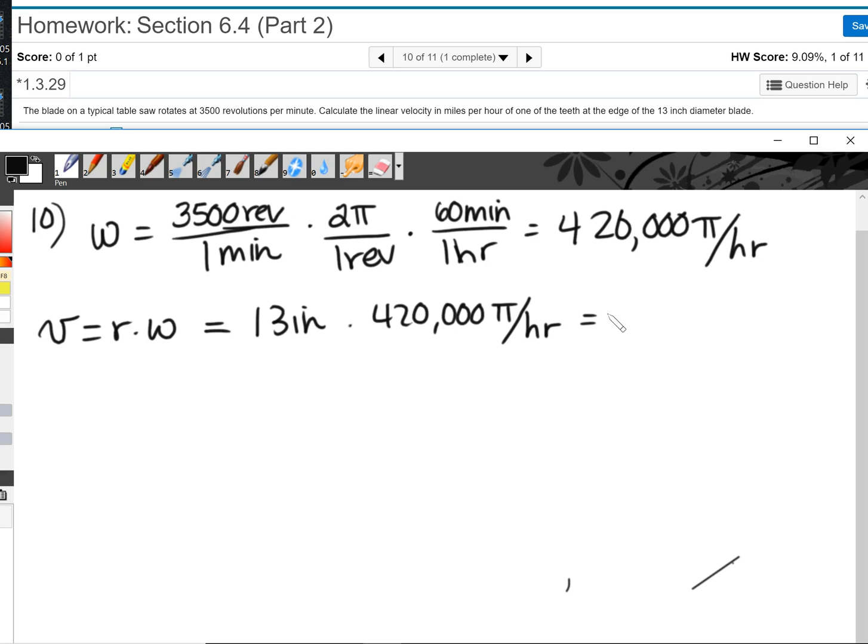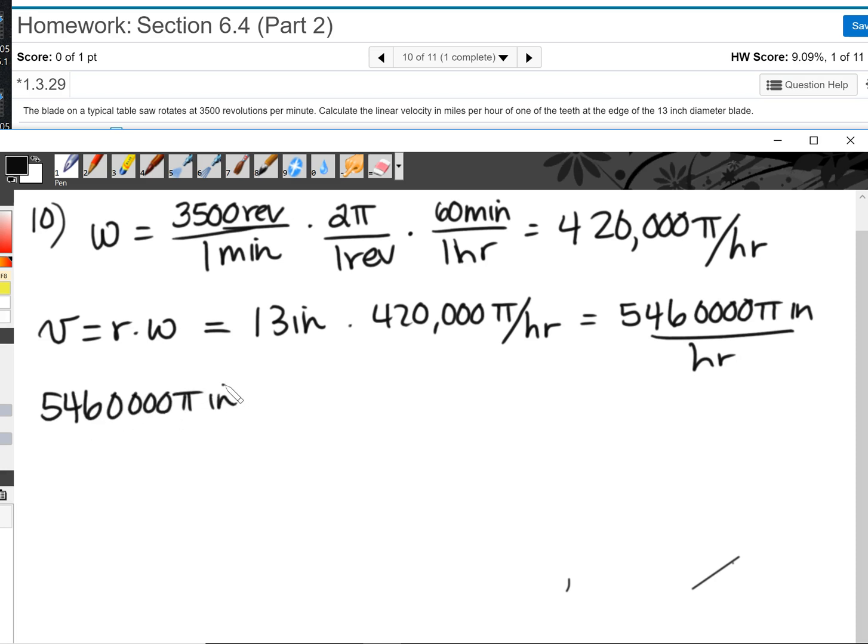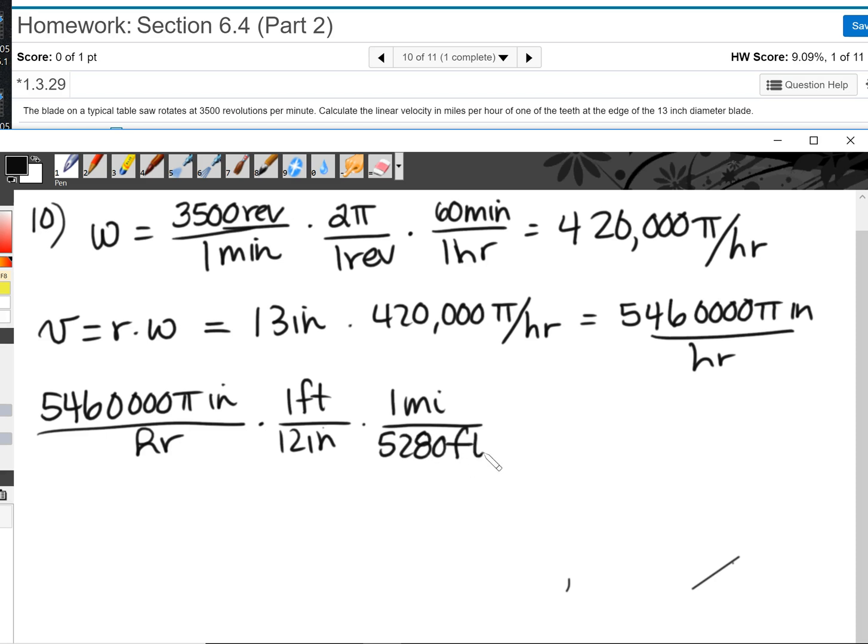So that times 13. I'm going to leave this in terms of pi: 5,460,000 pi inches per hour. And now let's do a little bit of conversion. Thank goodness, because that's a large number. And now you kind of know the gist. There's 1 foot in 12 inches, and in 1 mile, there's 5,280 feet.